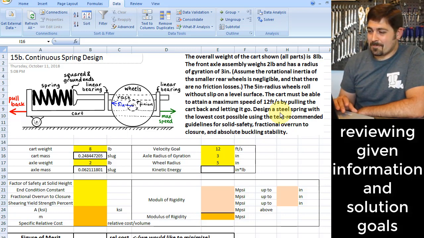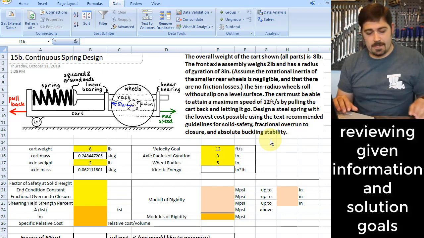That should be helpful. We want to design the lowest possible cost spring using the text recommended guidelines for solid safety, fractional over under closure, and absolute buckling stability. So this is what our task is.